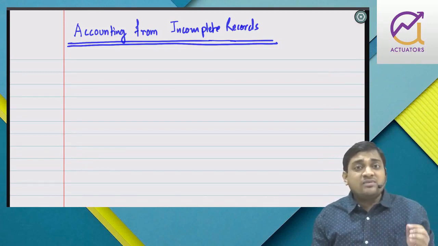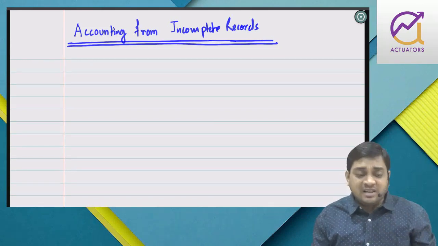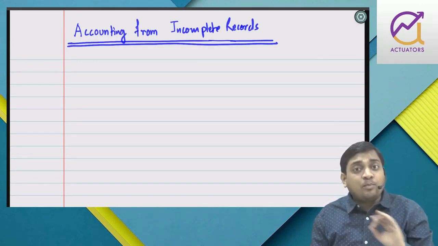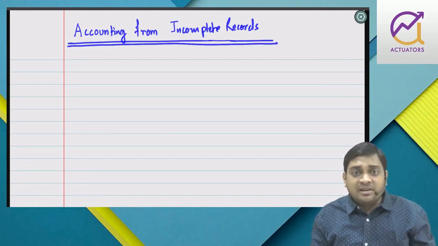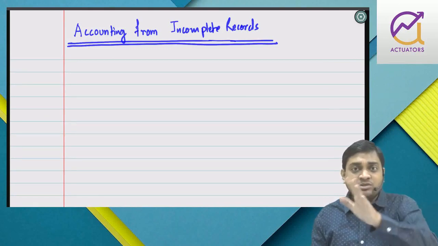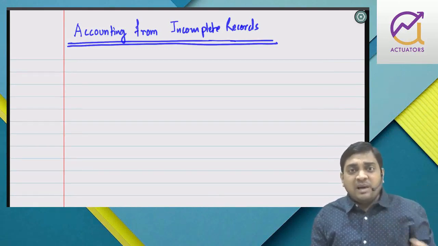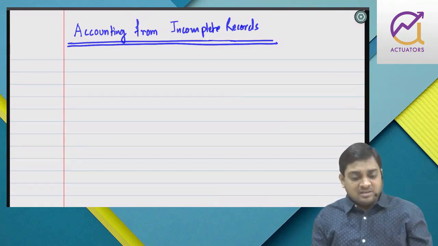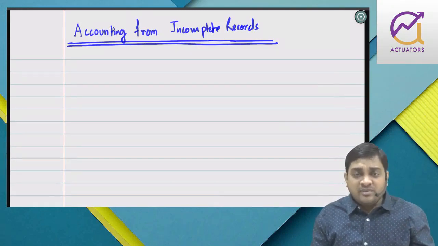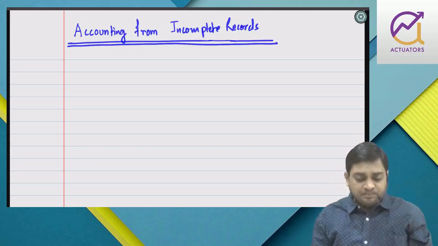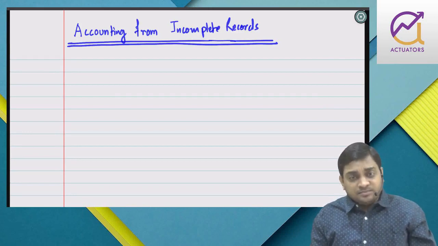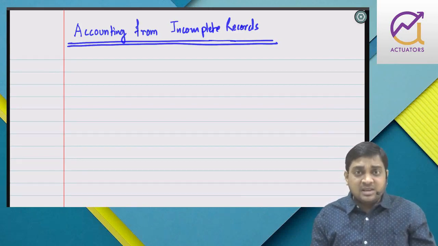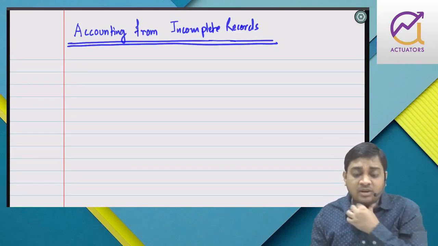Double entry system means for every transaction there are two aspects, receiving aspect and giving aspect. When you are recording both aspects of the transaction, it is known as double entry system. So under double entry system you record transactions, then prepare ledger accounts, then find out the balance of each ledger, and then you prepare the trial balance, right? And with the help of that trial balance you prepare final accounts. So this is the double entry system, right? Double entry of bookkeeping, we also call it double entry system. Now what is this accounting from incomplete records?